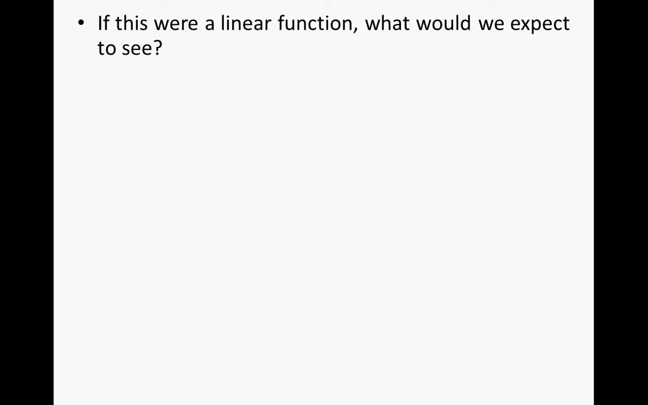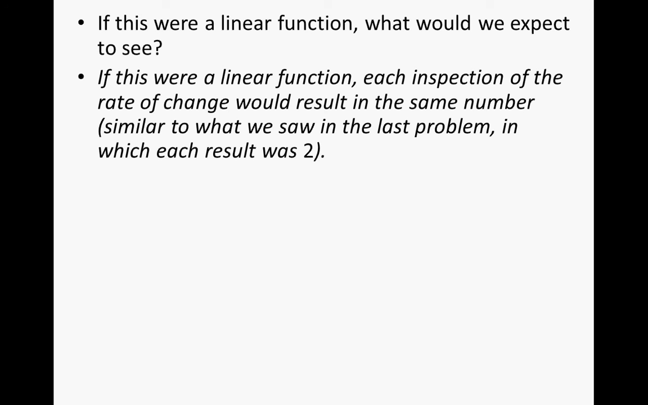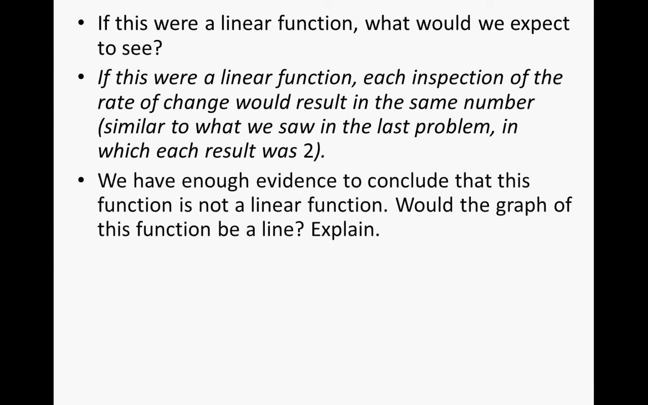If this were a linear function, what would we expect to see? Well, if this were a linear function, each inspection of the rate of change would result in the same number, similar to what we saw in the last problem, in which the result was 2. We have enough evidence to conclude that this function is not a linear function.